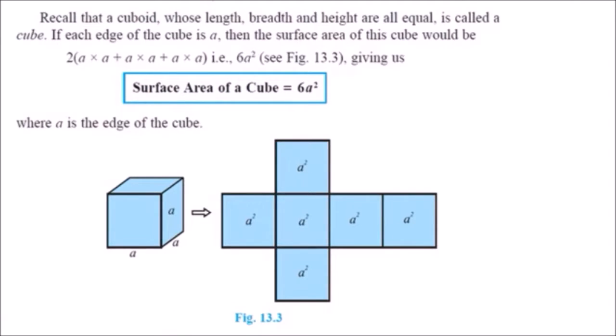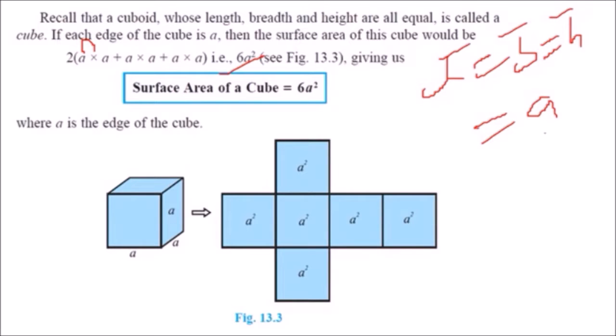Now if you say that I have a cube, that means you are talking about L equal to B equal to H. Let us say it as A. So all the sides are A. Now in 2(LB plus BH plus HL), in each of the places we can replace by A. This is A square, A square, A square, so this becomes 3A square, and 3A square into 2 becomes 6A square. So the surface area of the cube becomes 6A square, right?